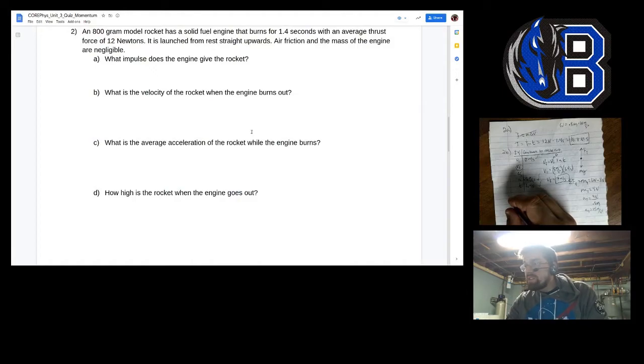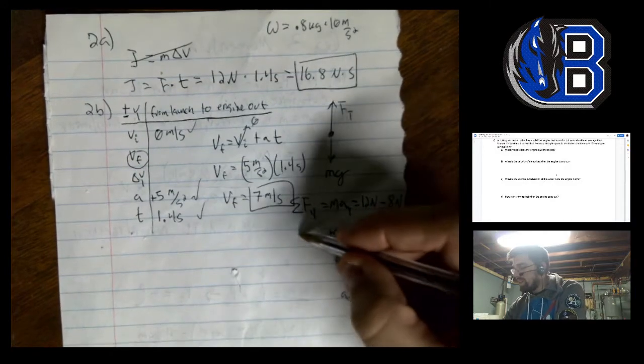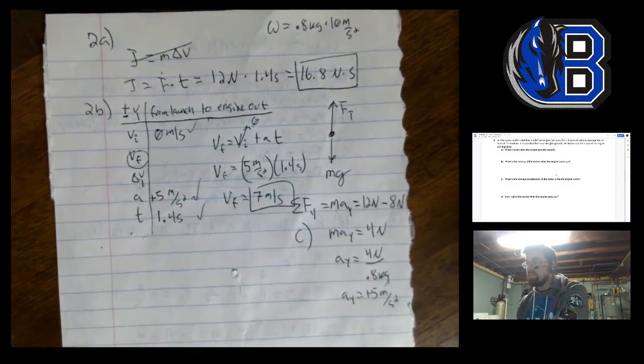What is the average acceleration of the rocket while the engine burns? We actually did that. I should have asked those in the opposite order.